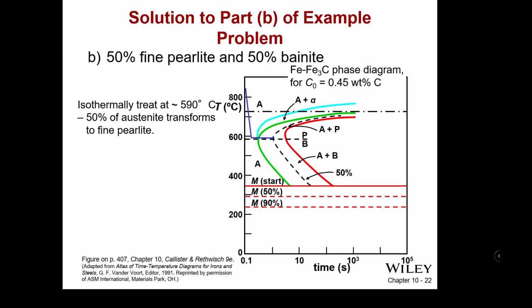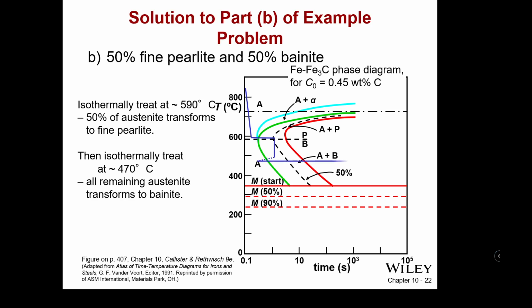For the 50% fine pearlite and bainite, you hit this transition line. So you isothermally treat at 590, and then you isothermally treat at 470 C. So that brings us down into this region. So all the remaining austenite transforms into bainite.